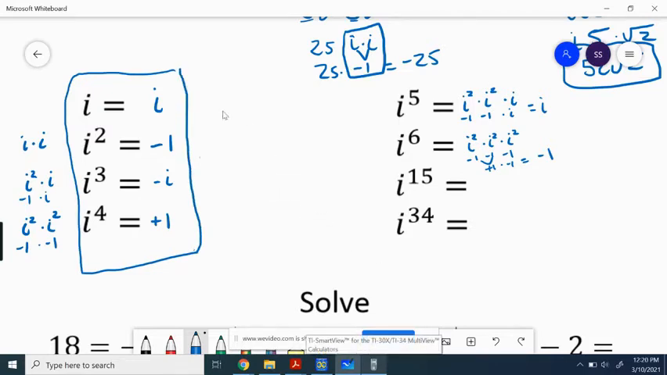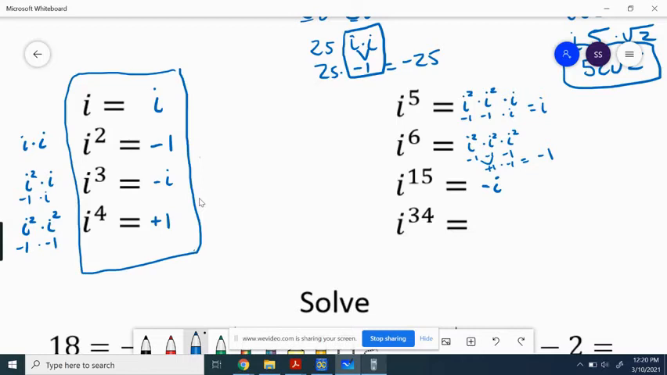So what's going to happen is we're going to keep going from i, -1, -i, +1, and we start back over: i, -1, -i, +1. All right, so if you're looking for i to the 15th, well, we could go 1, 2, 3, 4, 5, 6, 7, 8, 9, 10, 11, 12, 13, 14, 15. There we go. So i to the 3rd, right? So this i to the 15th is going to be -i, right?